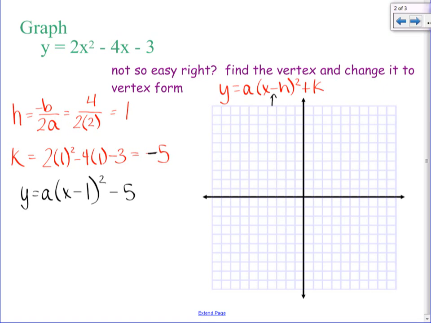What is the A value? 2. So whatever is here, that is the A, so we reuse it in our formula. So looking at graphing it now, it's a lot easier to graph once it's in vertex form. Where are we traveling?